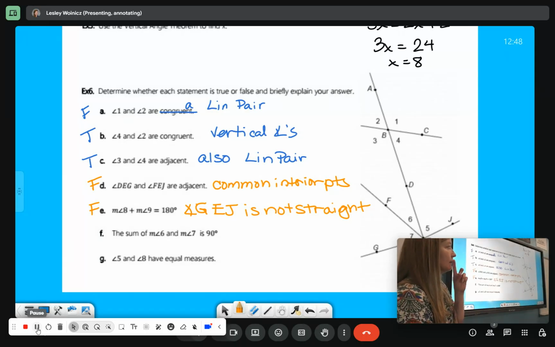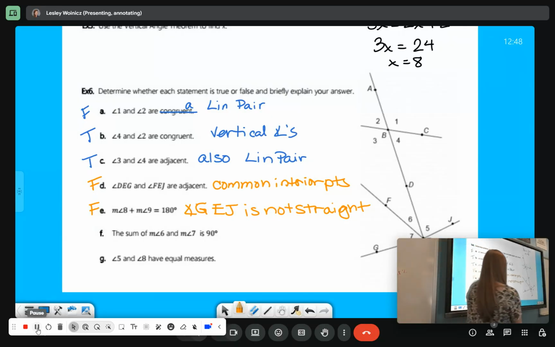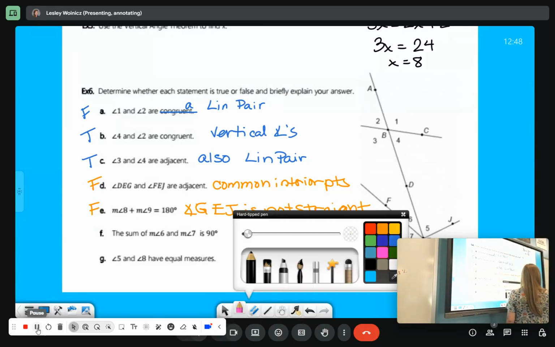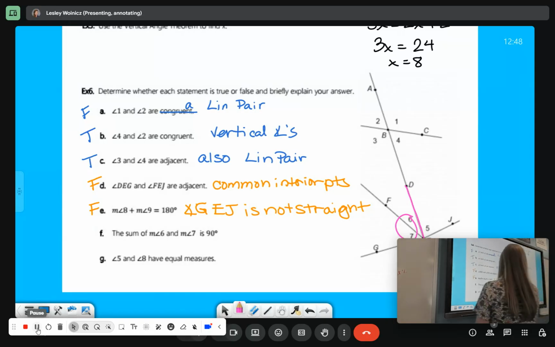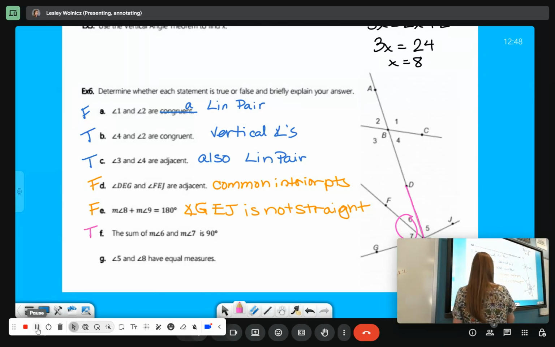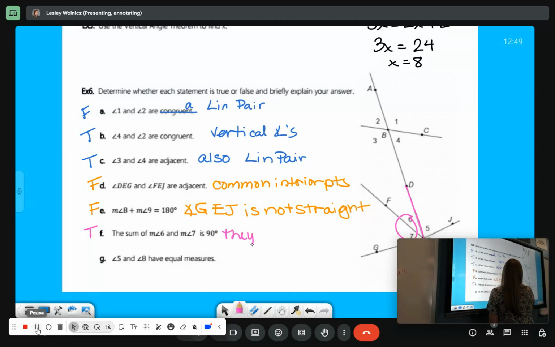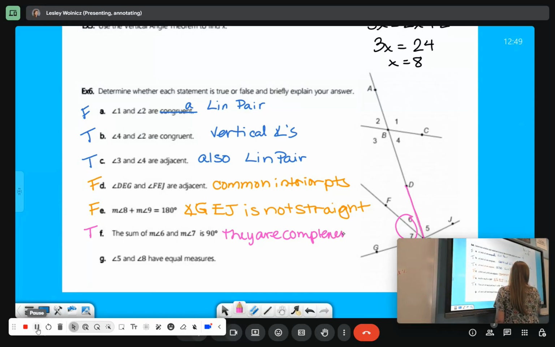Ooh, this is a good one. Angles 6 and 7? True. How did you figure that out? This is a straight angle, so this is 180. We've taken out a 90-degree chunk. So 6 and 7 have to get us the rest of the 90 degrees. So these two are complementary.